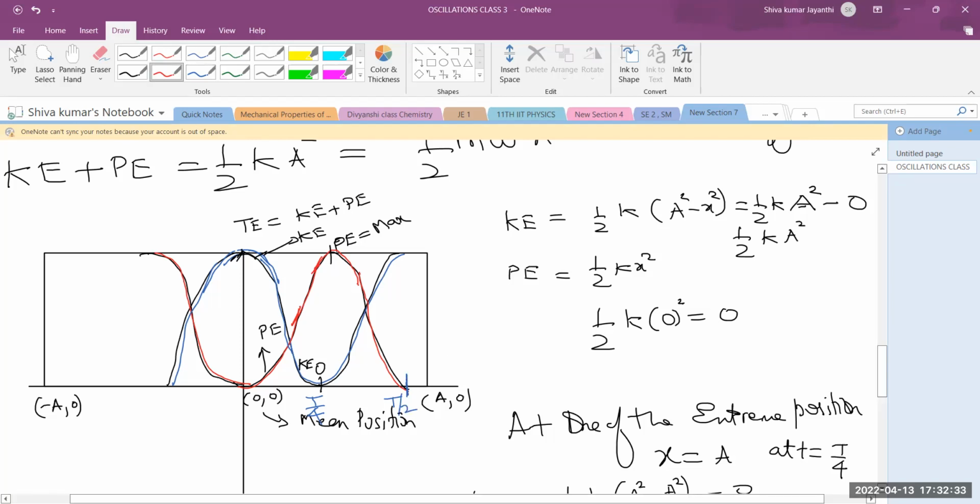That is why you came back to the mean position. Why? Because potential energy again became 0 and kinetic energy became maximum at that point. You can see that. Understood? Kinetic energy becomes maximum.